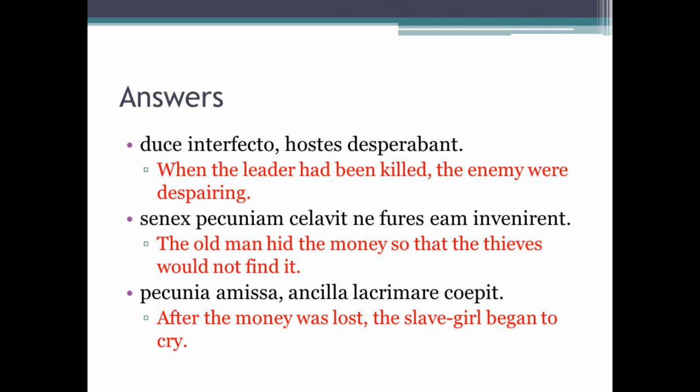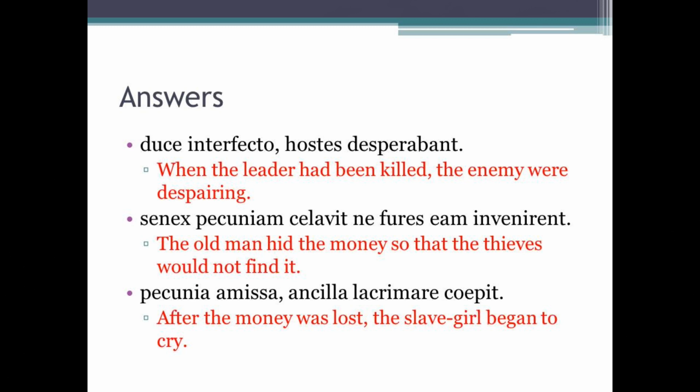Now let's go through the answers. Duce interfecto hostes desperabant. When the leader had been killed, the enemy were despairing. Senex pecuniam celavit, ne fures eam invenirent. The old man hid the money so that the thieves would not find it. Pecunia amissa, ancilla lacrimare coepit. After the money was lost, the slave girl began to cry.